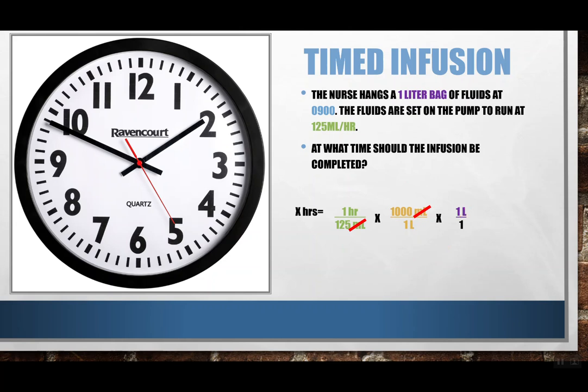So if I left it like this, I'd say, okay, 1 hour over 1. Technically, I have 1 hour per 1 liter. I need to cancel those liters out, which means I have 8 hours when I multiply and divide across. So I take those 8 hours, add them to 0900, it becomes 1700. So the question is, what time should the infusion be completed? It'd be 1700.